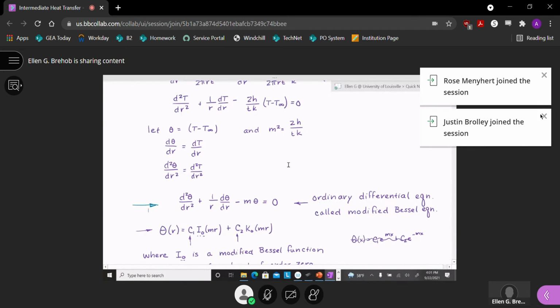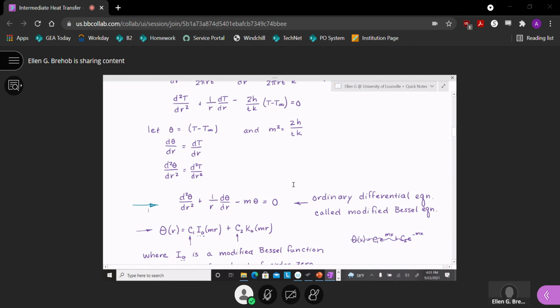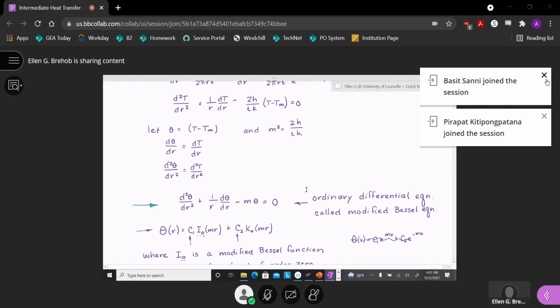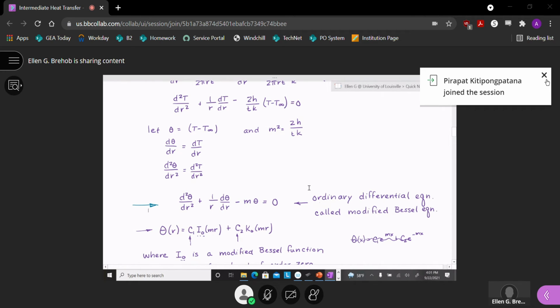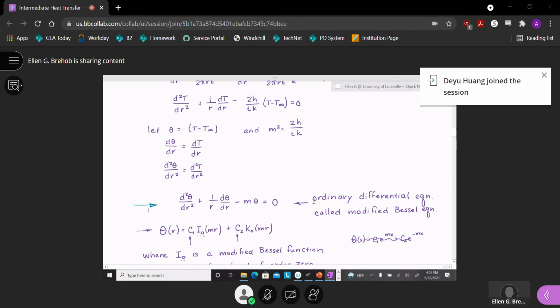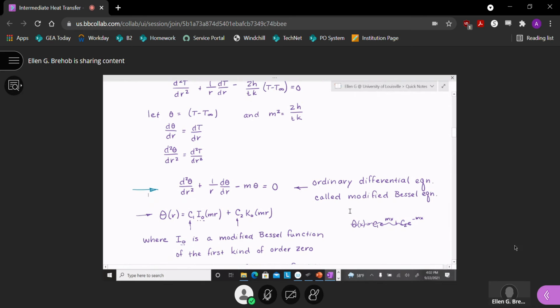The solution is a modified Bessel function. The one that I couldn't think of, so there's other areas like in electric fields and wave equations. But the case in heat transfer where I can think of, when we see this again will be for one-dimensional radial systems, but transient. So temperature will be a function of R and of time. That we'll see actually Bessel functions, not modified Bessel.